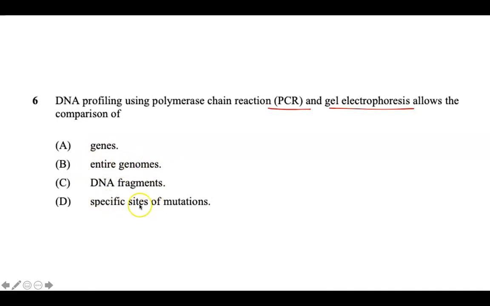We're not able to detect specific sites of mutations, but what it does do, gel electrophoresis and PCR as well, is it splits the DNA up into fragments based on their size, and those fragments then can be analysed to determine genes and mutations and those sort of things as well. So the answer we're looking for here is C.